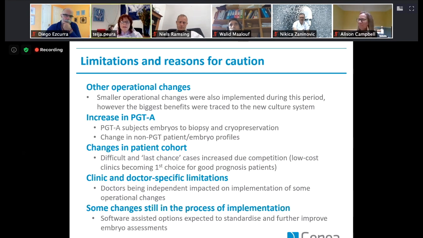And there are always limitations and reasons for caution. There were other small operational changes during this 4-year period. However, the biggest benefits were traced to the new culture system and time-lapse. The increase in PGT-A I already mentioned, the changes in patient cohort because of the increased competition and many more last chance patients coming into big clinics like Genia with lots of different treatment options. Clinic and doctor specific limitations, because the doctors don't actually work for us, so we cannot tell them what to do. And some changes are still in the process of implementation.